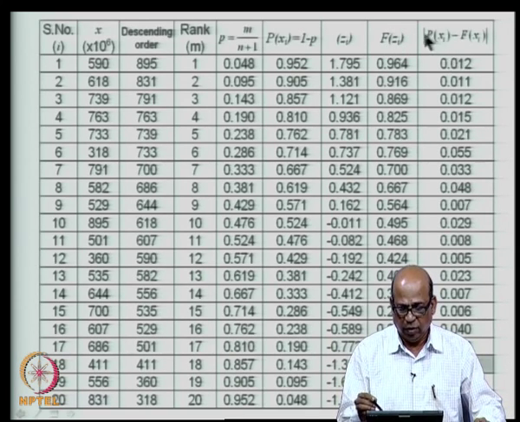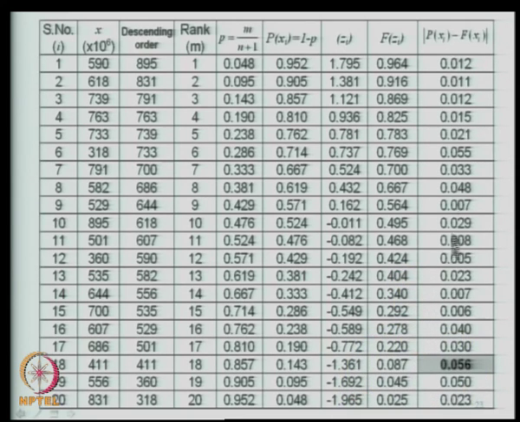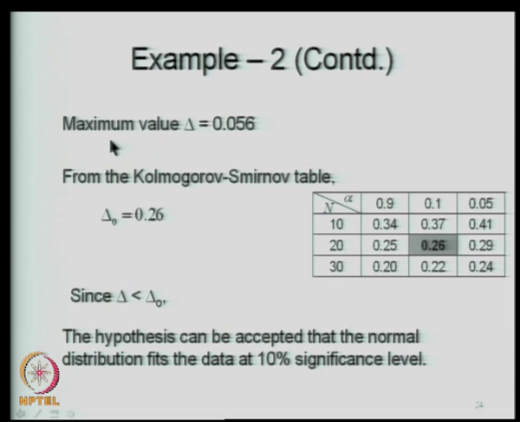You take the absolute difference between these two, 0.952 minus 0.964, which will be negative, but you are taking absolute values. So, these are the absolute differences. When you get these absolute differences, look at the maximum absolute difference. This is 0.056. This defines the delta, which is the KS statistic. So, the maximum value is delta, which is equal to 0.056.